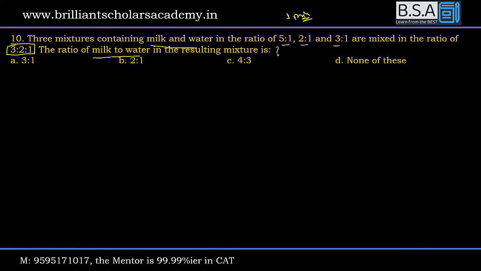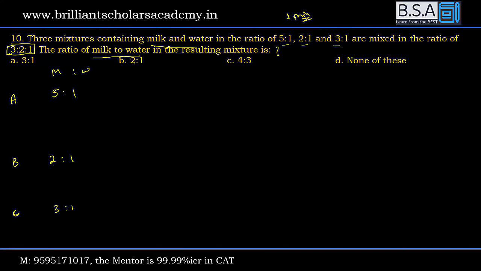See, before you could mix any 2 components, 3 components in a specific ratio, you should first equalize them. Learn this as a trick. Otherwise, you'll waste a lot of time. I'm calling the first one A, the second one B, and the third one C. Here we have milk and water. The first one has a ratio of 5 by 1. The second one has a ratio of 2 by 1. And the third one is 3 by 1.